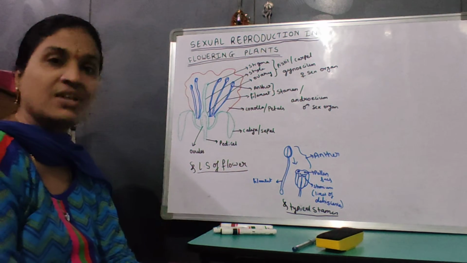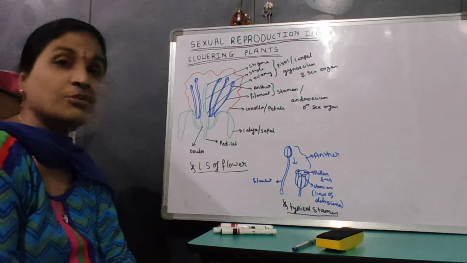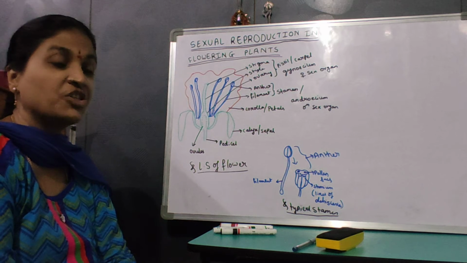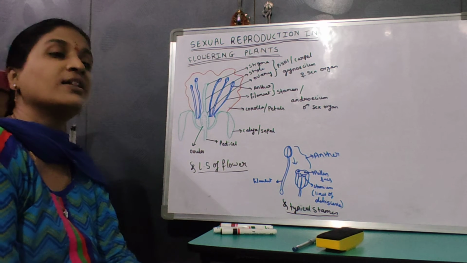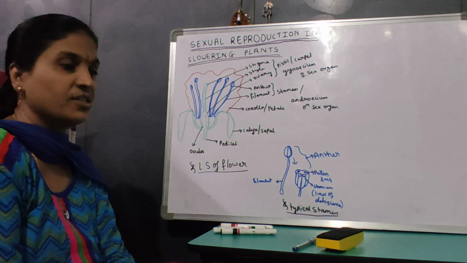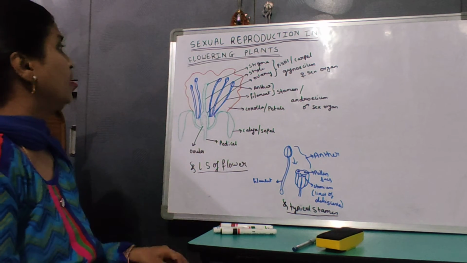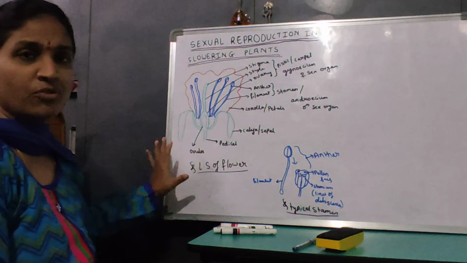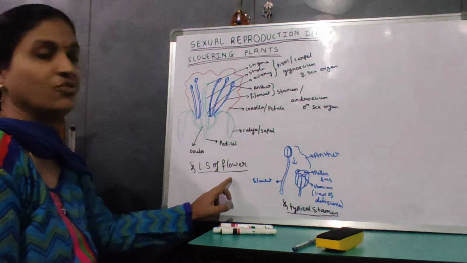And here, sexual reproduction in flowering plants. In flowering plants, the flower is the reproductive structure. Why is it called a reproductive structure? Because the male and female reproductive structures are enclosed in the flower. This is the general diagram of a flower, the longitudinal section of a flower.